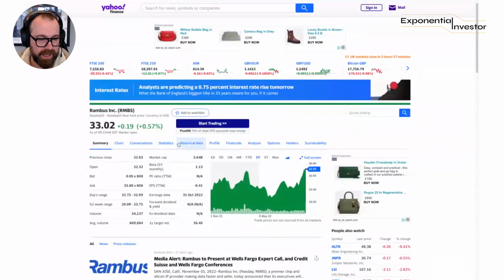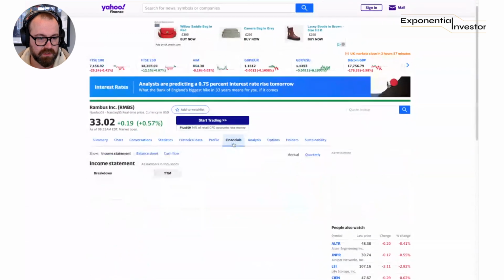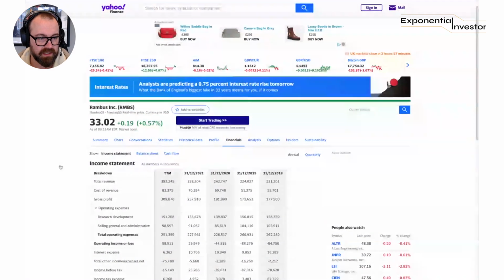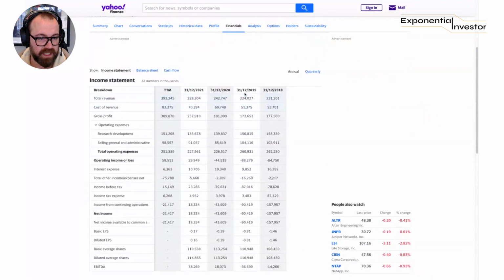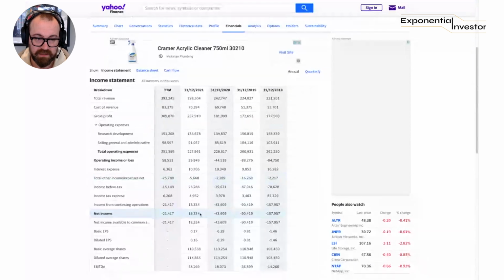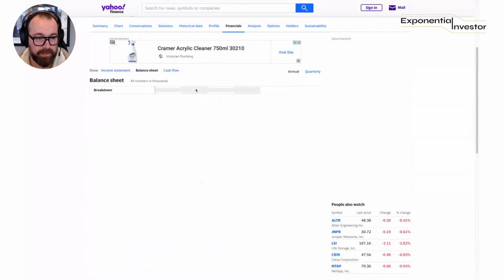So we can look at the financials, and you can see the income statement for the last financial year, the year before that, year before that, year before that. You can see the revenue growth. You can see the gross profit growth. You can see the operating income growing. And net income, that's a profit. That's last year they had a net profit. Happy days. Likewise, you can look at the balance sheet.